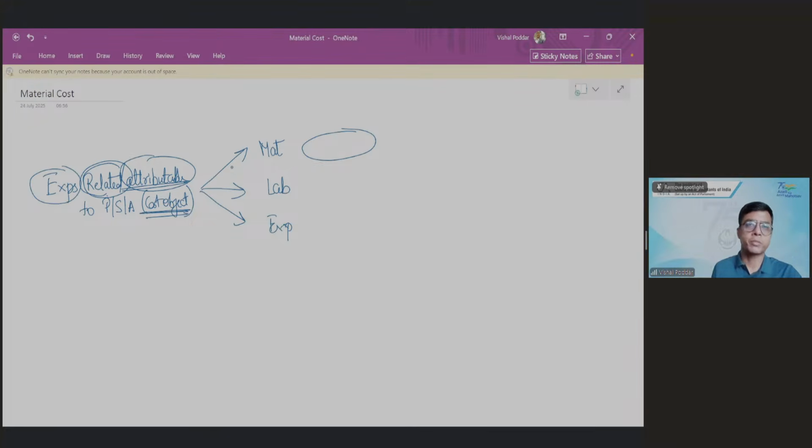Now, all those expenses which you are having can be broken up into three elements, three components, three, you can say, nature or types of expense. One is the material. Material, I'll come later because that is the main topic for today. What is labor? Labor is the human effort.